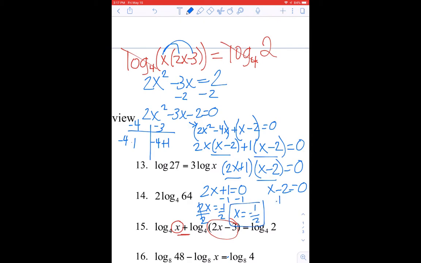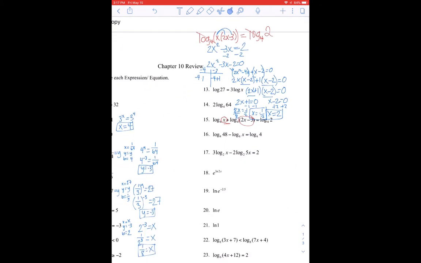And then over here, I'm just going to add 2, or x could equal 2. Okay, so those are my two answers. All right, now I'm going to do number 17, which I don't really have room here to do anymore.